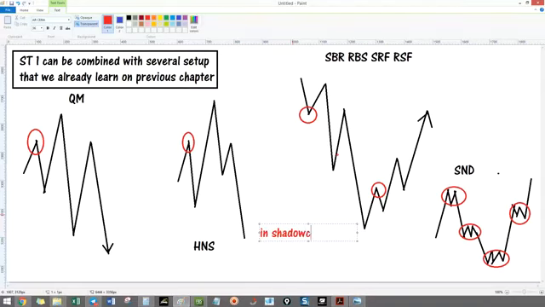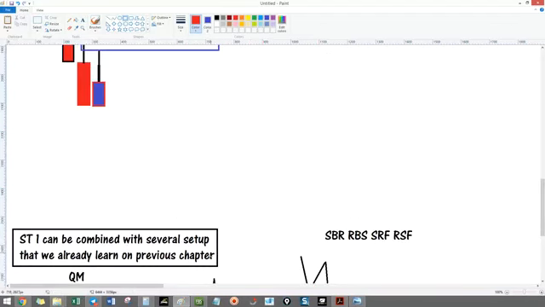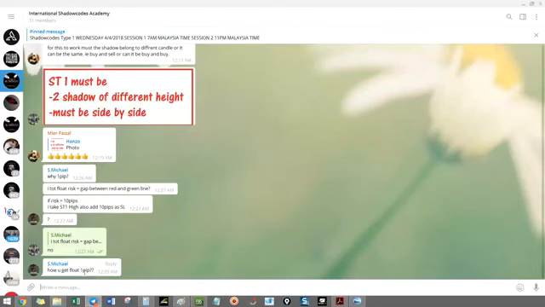In the shadow team, floating above 1 pip is an insult. So we do not float more than 1 pip. In the shadow team, we want only 1 pip of float. How do you get a float of 1 pip?